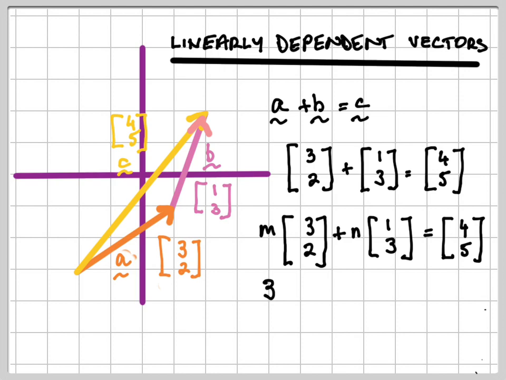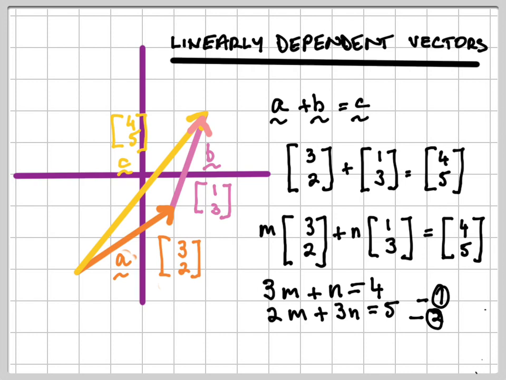We can form simultaneous equations in the following way. 3 lots of m plus n equals 4. And 2 lots of m plus 3 lots of n equals 5. I'm calling the first equation, equation 1, and the second one, equation 2. Okay, now we need to solve for m and n where possible.